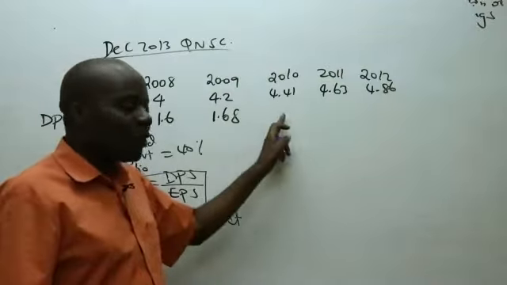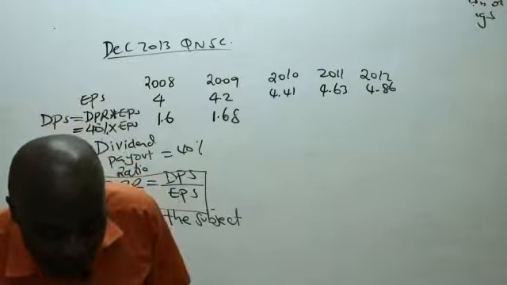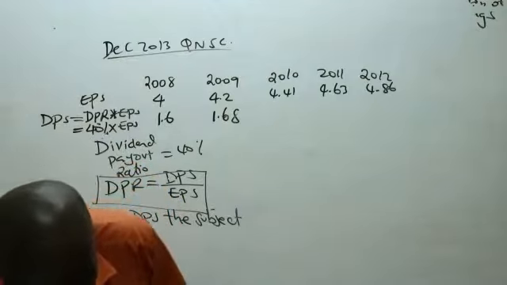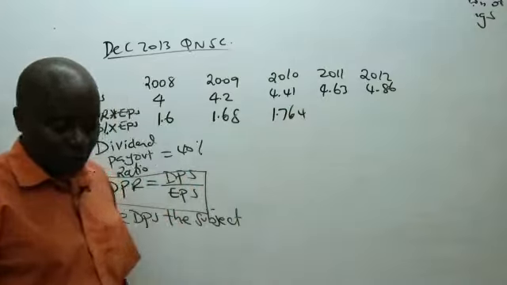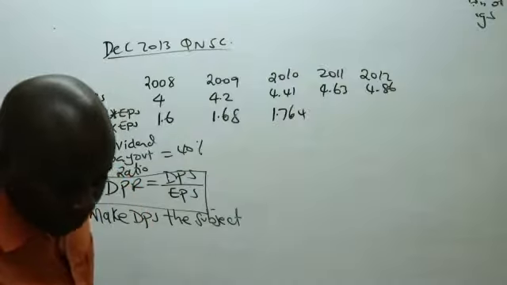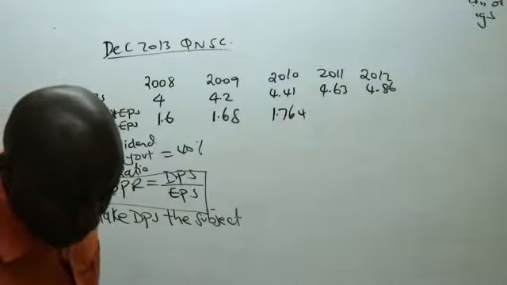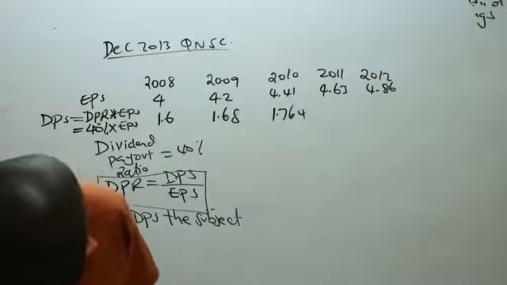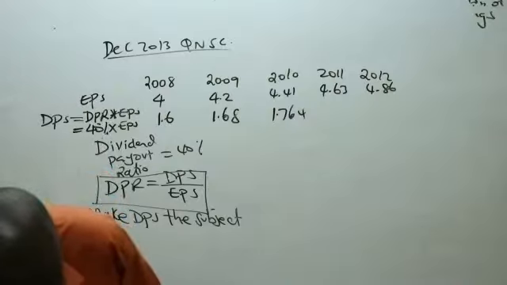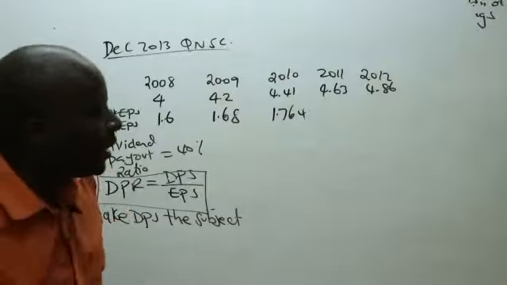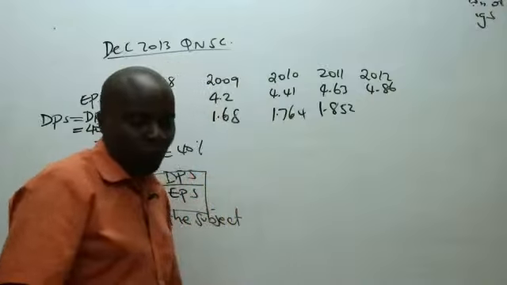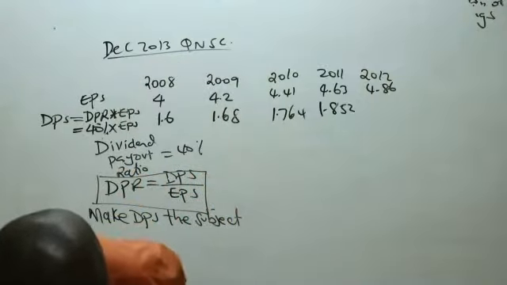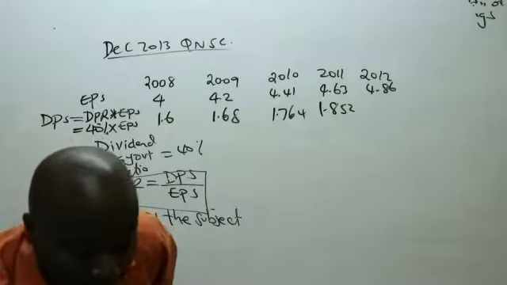0.4 times 4.41, what figure are we able to get as a dividend, which was 1.764, thank you very much. 1.764, and then we have dividends for the year 2011. I can see somebody giving me a figure of 1.852, Aisha, now I remember your name very well. 1.852 for 2011. How about for the last year, which is 2012?